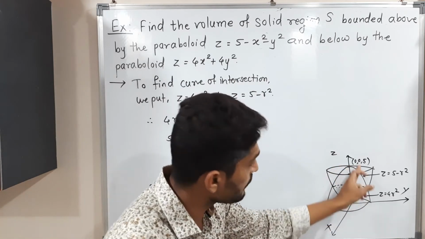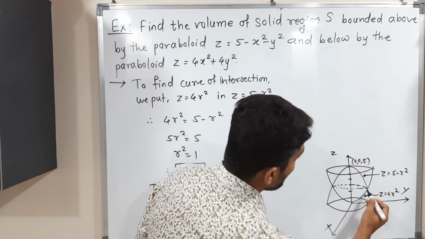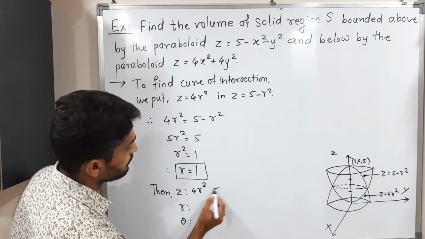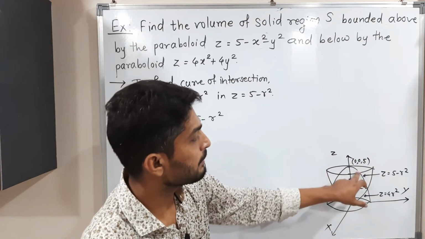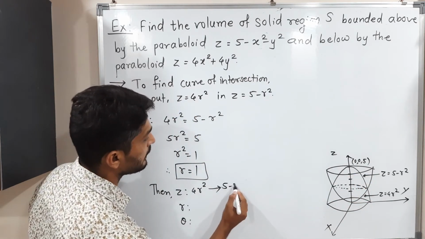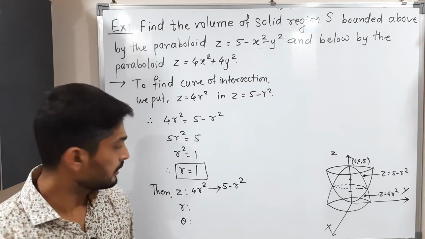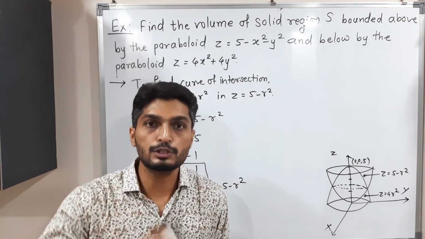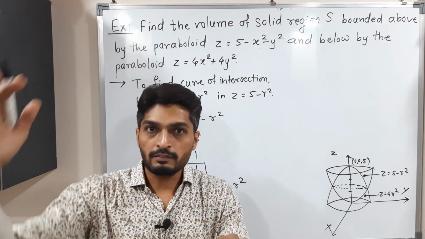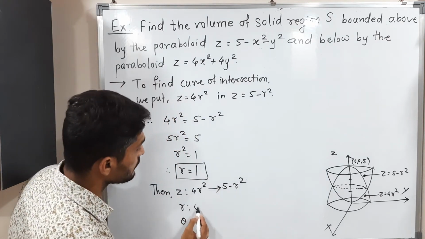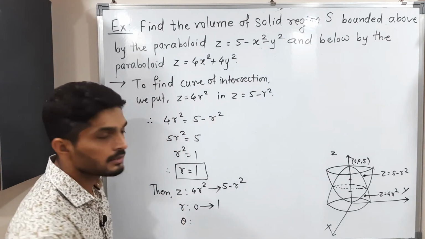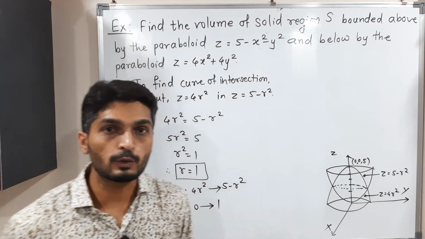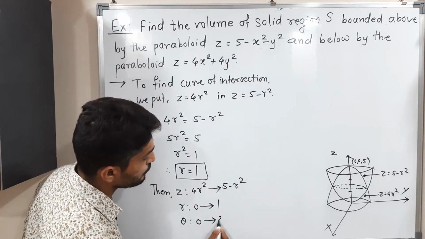So here if you consider a strip like this, a vertical strip, it is bounded below by this paraboloid whose equation is z equal to 4r square, and bounded above by this paraboloid whose equation is z equal to 5 minus r square. For r, you know that in polar coordinates a strip always starts at the origin and finishes at the circle. So it starts at origin, that's why it's 0, and finishes at the circle having radius 1. To cover the complete region, theta should vary from 0 to 360 degrees, that means 0 to 2 pi.